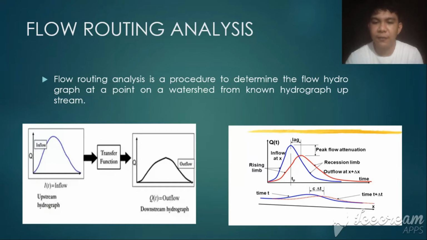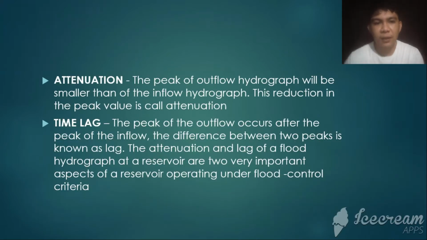In the second picture, you can see the definitions of some terms in the hydrograph. You can see the lag and the peak flow attenuation, which is between the peak of the outflow curve and the inflow curve. From the picture earlier, the peak of the outflow hydrograph will be smaller than that of the inflow hydrograph, and this reduction in peak value is called attenuation.